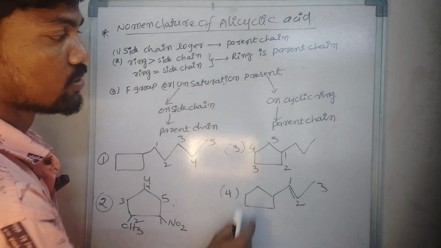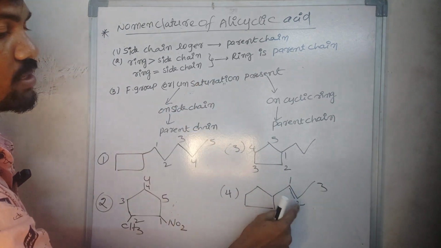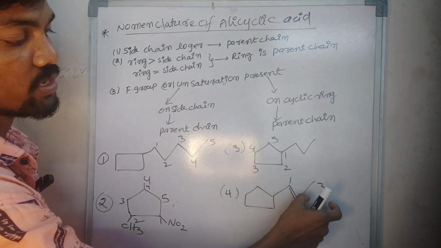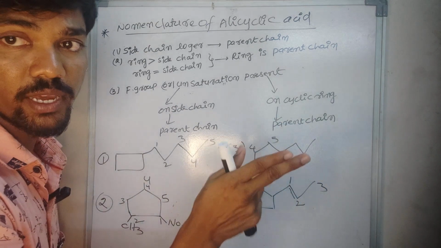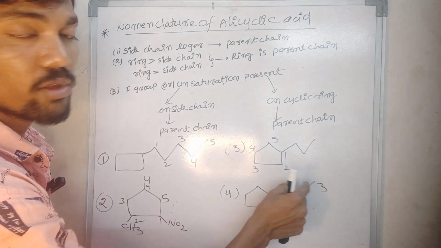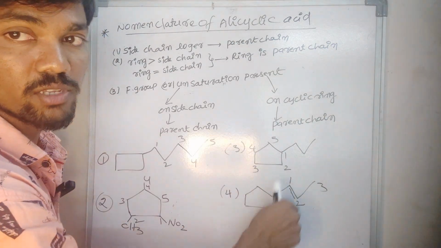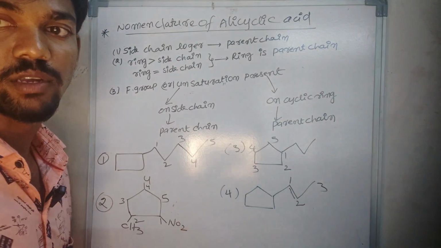So 1, 2, 3. If there is a functional group or unsaturation present in the side chain, whatever it is, the five-membered ring has only 3 carbons. We don't care about that. We have to take the one with the functional group or unsaturation, and take this as the parent chain.